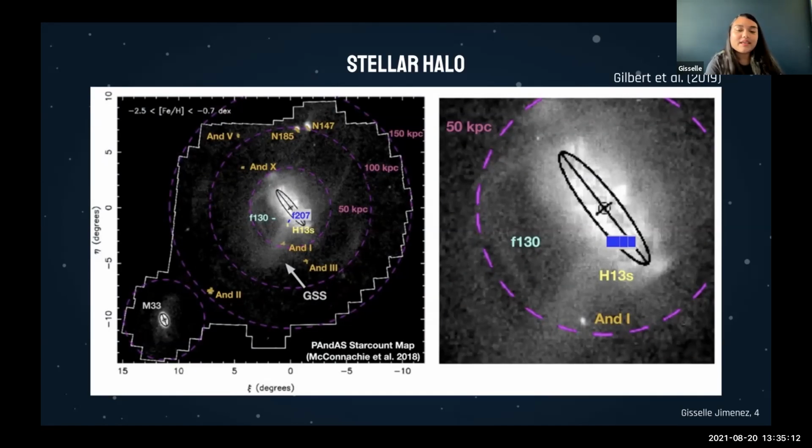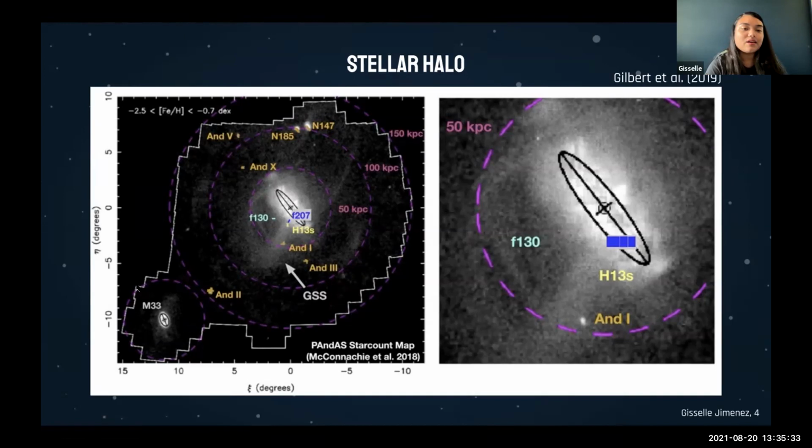So here we have an image from Gilbert et al.'s 2019 paper showing Andromeda's stellar halo. So we have the Andromeda galaxy in the center here, and the stellar halo is depicted by the white outline. So Andromeda's stellar halo is relatively large. It's roughly 150 kiloparsecs wide.